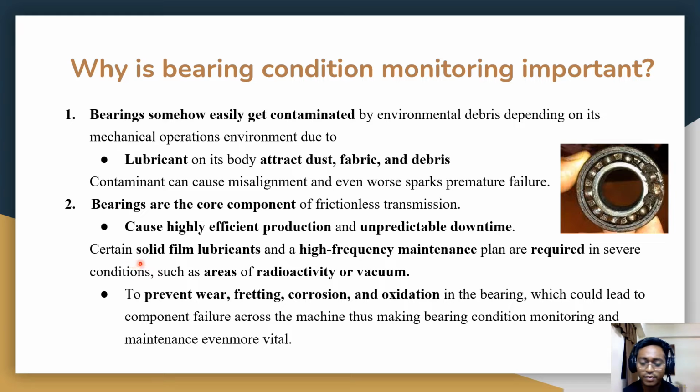However, certain solid film lubricants and a high frequency maintenance plan are required in severe or extreme conditions. For example, if the bearing is working in a high temperature condition, in an area with high radioactivity or vacuum, then high frequency maintenance plans are required to prevent corrosion and oxidation in the bearing, which can lead to component failure across the machine. And this will make bearing condition monitoring and maintenance even more vital.